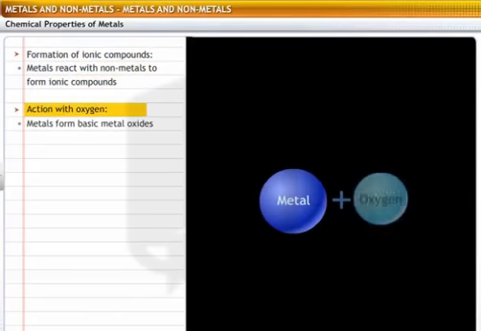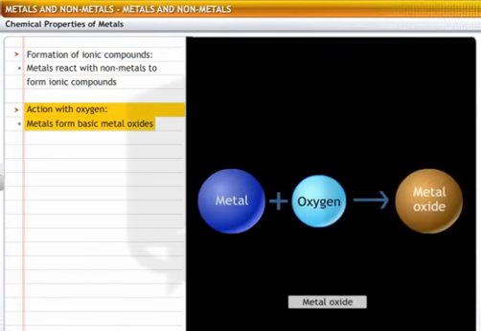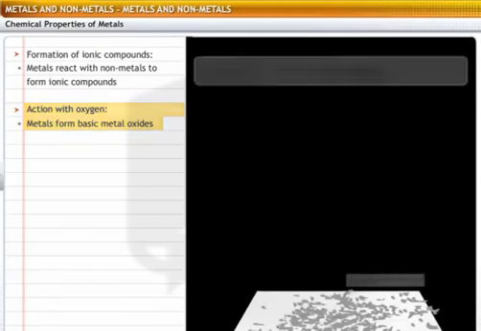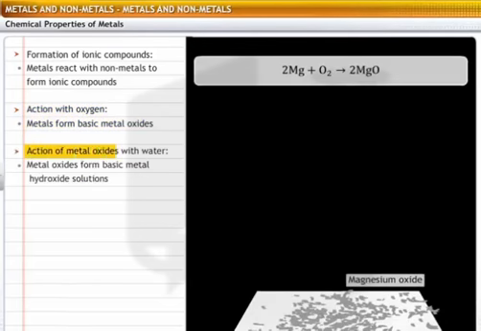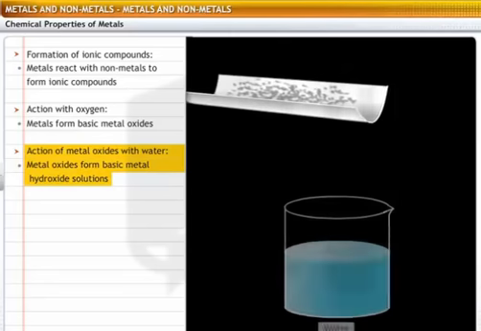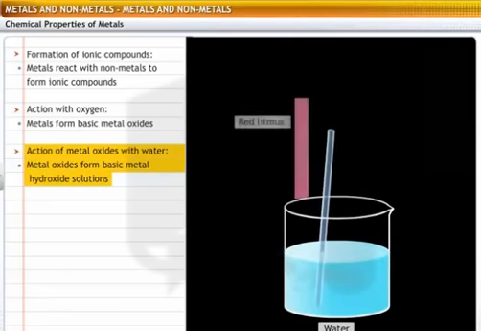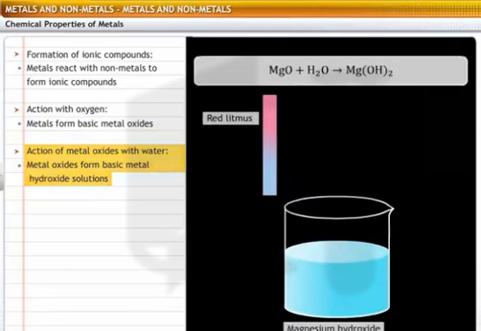Action of metals with oxygen. Metals burn in the presence of oxygen to form metal oxides, which are basic in nature. For example, a magnesium ribbon burns in oxygen to form magnesium oxide. Action of metal oxides with water. Metal oxides dissolve in water to form basic metal hydroxide solutions. For example, magnesium oxide dissolves in water to form a strong basic solution of magnesium hydroxide.